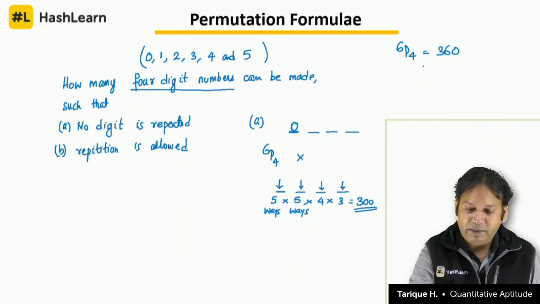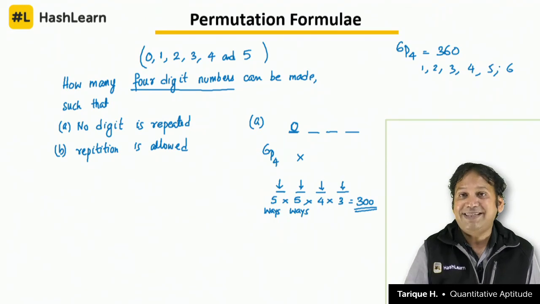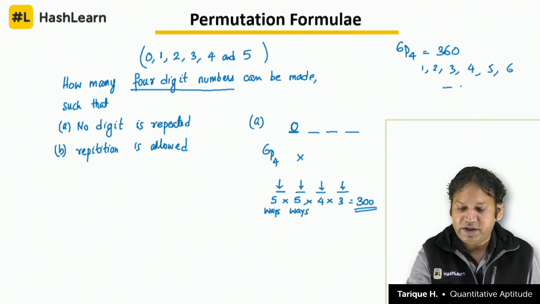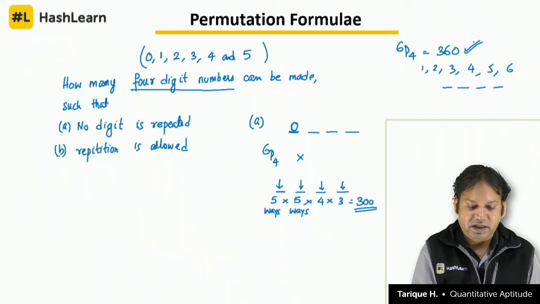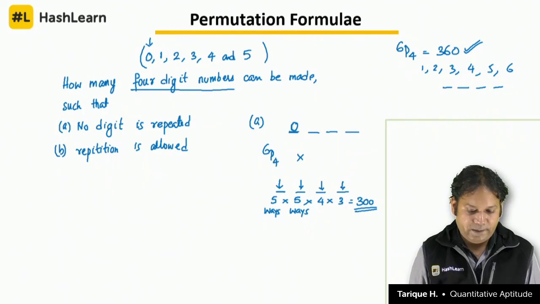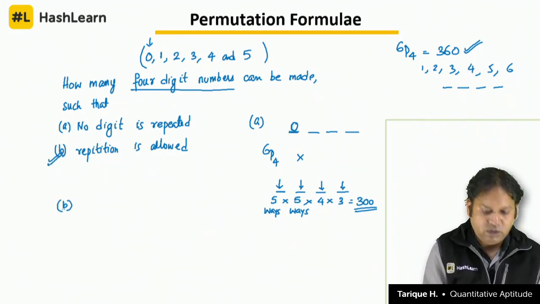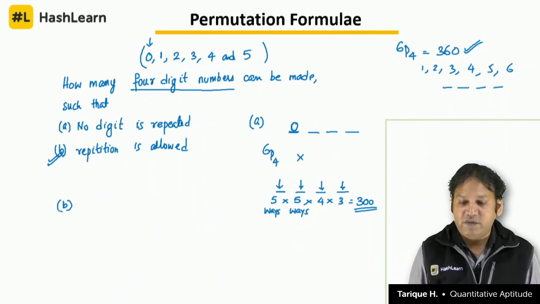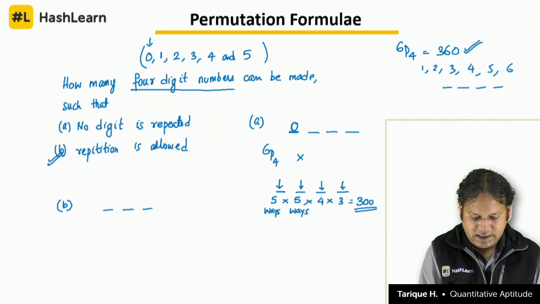That would be the answer if I am using 1, 2, 3, 4, 5, 6. If I am using these 6 digits to make 4-digit numbers without repetition, then the answer is 360, but here 0 is there. 0 is there, you have to be careful while solving the question. Now the next one is the second question, when repetition is allowed. When repetition is allowed, we obviously cannot use the formula nPr. What we use is this dash diagram.